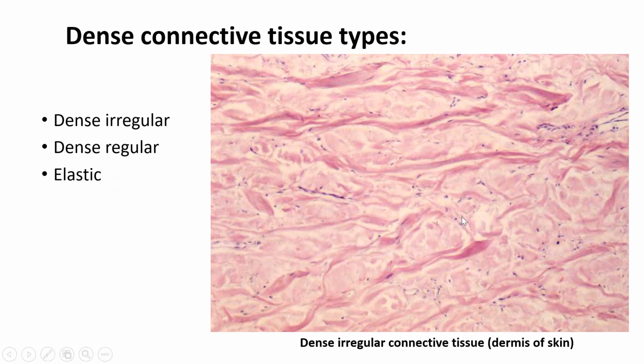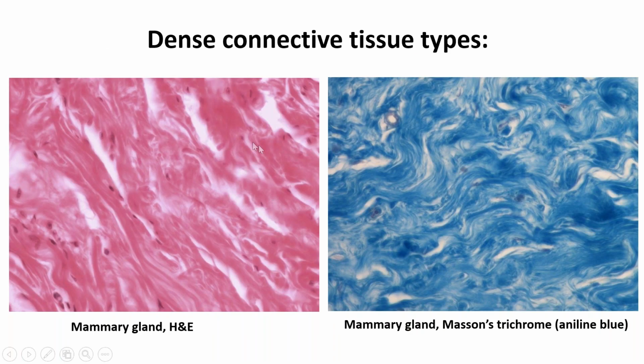So over here in the figure, we're going to have an image of dense irregular connective tissue. This is taken from the dermis of the skin. The eosinophilic structures in here, this is all the collagen fibers, and you note they're going in all different directions. The nuclei that we see are going to be from the fibroblasts. And so basically the point of dense irregular connective tissue is that it's going to be able to take pulling forces from all different directions.